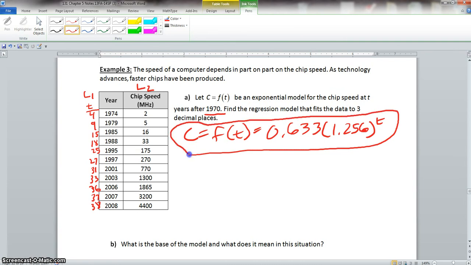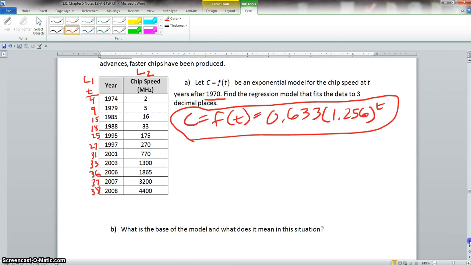Now let me restate that. First you would type in your L1 and L2, just like you would do with linear regression. But then after you type these in, you have to press your stat, then go to calculate, and then go down to 0 where it says exponential regression, and it will give you this formula here. And that will be your final answer for A.